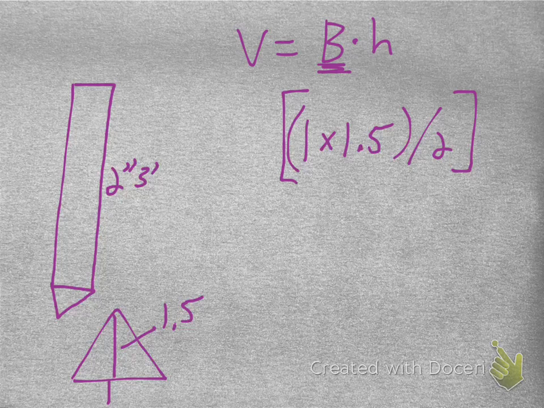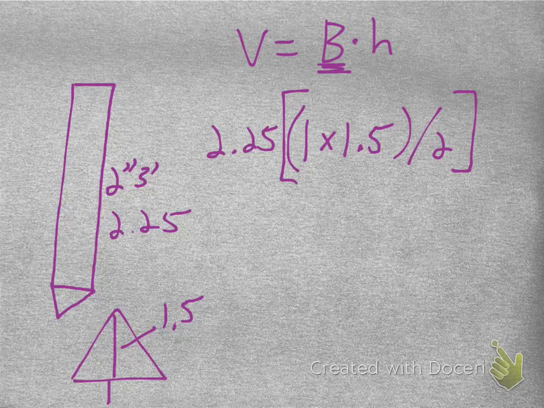Now, what is our height? 2 feet and 3 inches. What did we say earlier 3 inches was in terms of feet? So, this would be 2.25. So we're going to multiply it by 2.25. That's our height. Are we done?